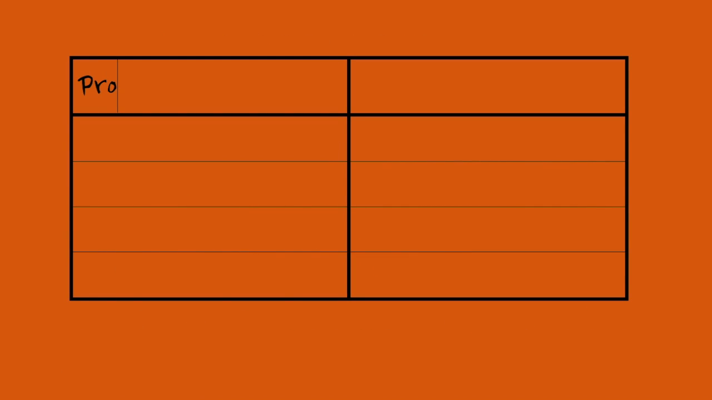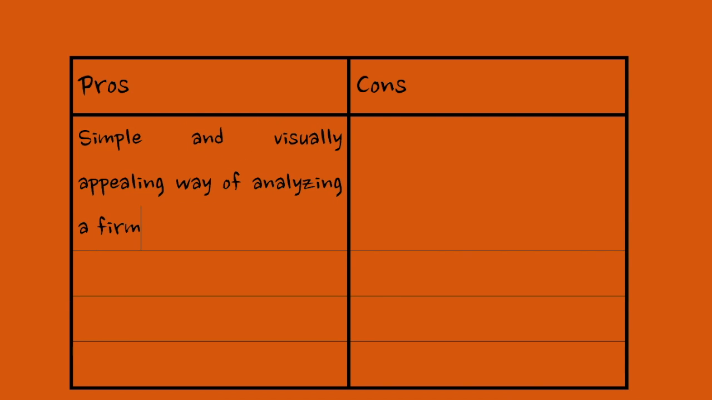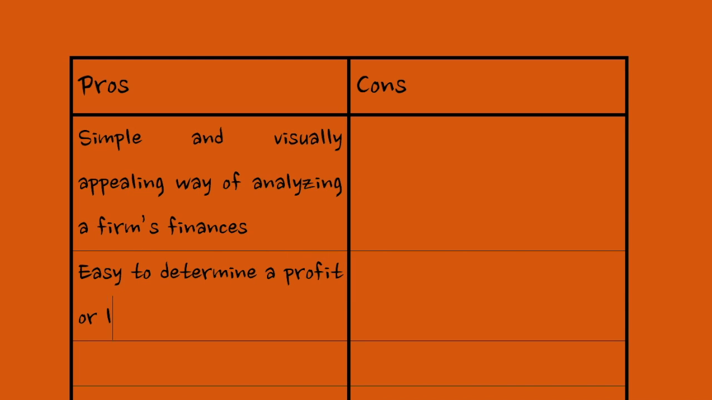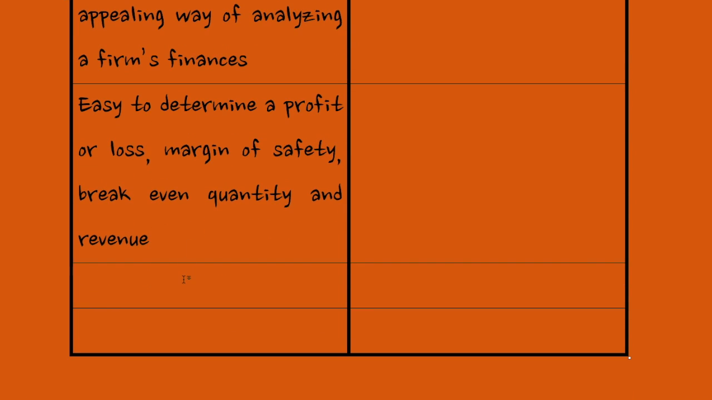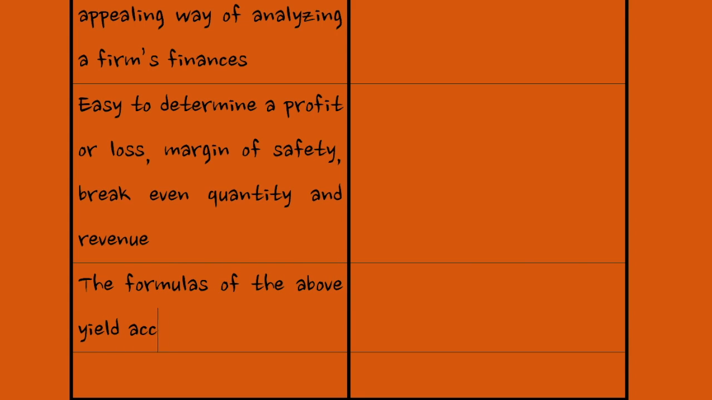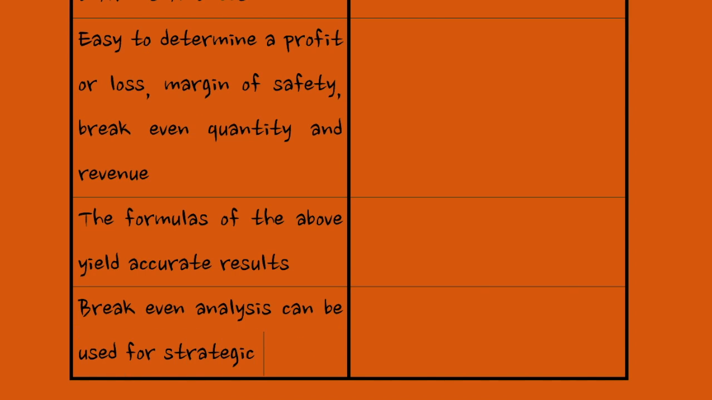The tool of the break-even analysis has both pros and cons. For example, a pro is that it is a simple and visually appealing way of analyzing a firm's finances. Also, it is easy to determine a profit or loss, margin of safety, and break-even at quantity and revenue. Also, the formulas of these concepts yield accurate results. Finally, this break-even analysis can also be used for strategic decisions.